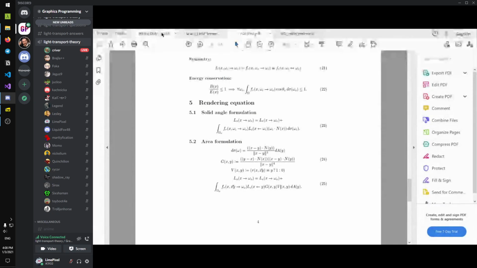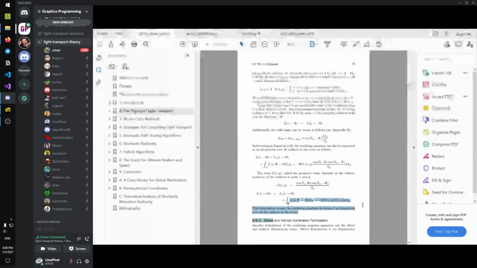Questions on the area formulation? These two integrals, so this integral is equal to this integral, if you fix the mistake that this should be over areas. So this integral is the same as the solid angle integral. It's just a different parameterization. Is that clear?